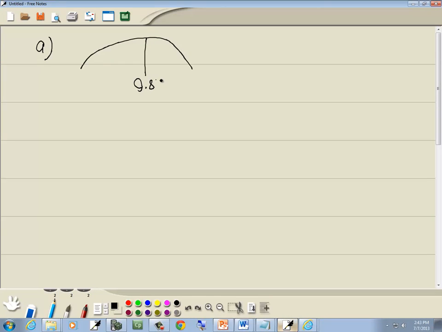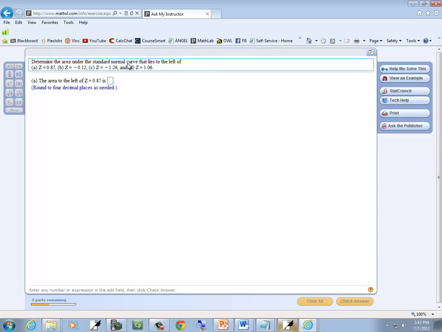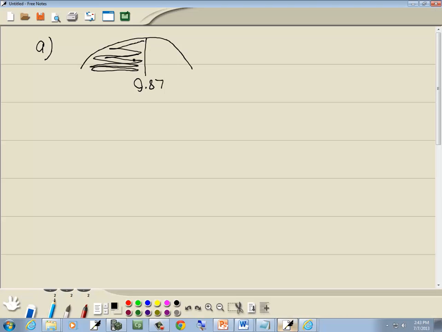So here's 0.87. To the left of means we're finding this. Now it says determine the area. Remember, area is the same as probability, percentage, proportion. So we're finding this area right here. Now clear over the left here is negative infinity. How we're going to do that on TI-83, TI-84 is we'll do negative E99. So we'll do normal CDF.